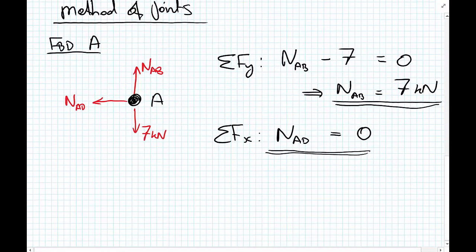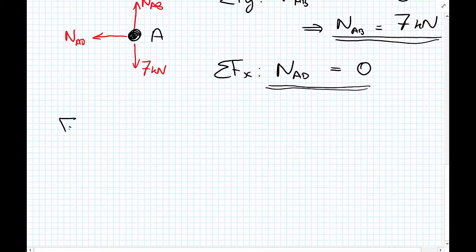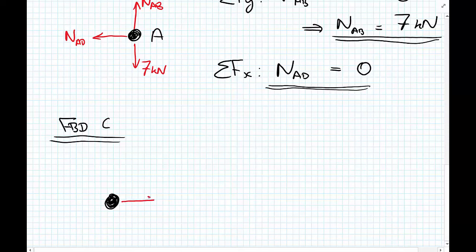We're now going to move on to the free body diagram of joint C. The free body diagram of joint C now, we have the force NBC, we have NCD, we have the vertical reaction RCY, and the horizontal reaction RCX.